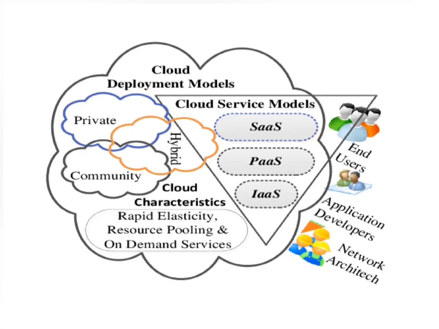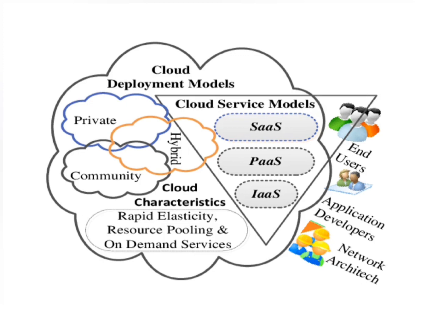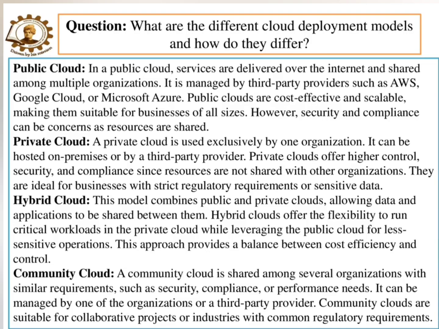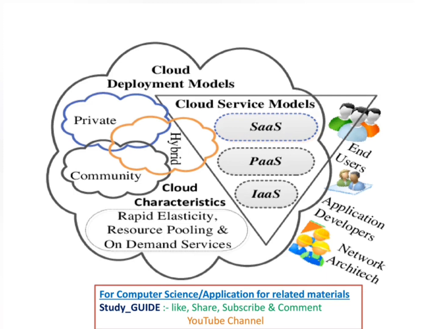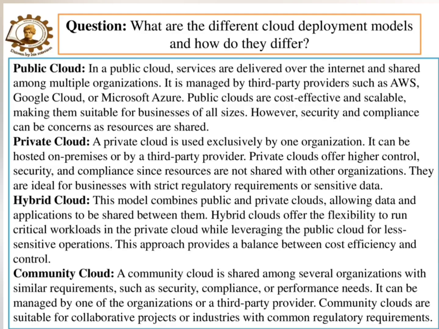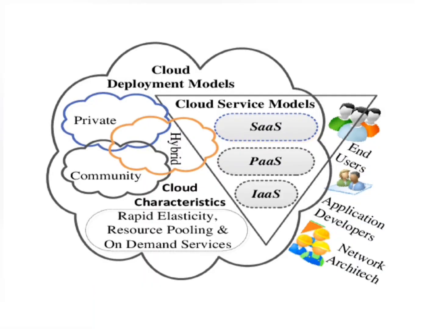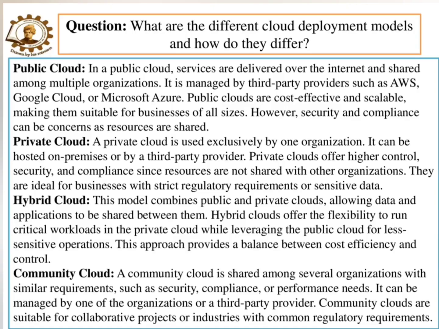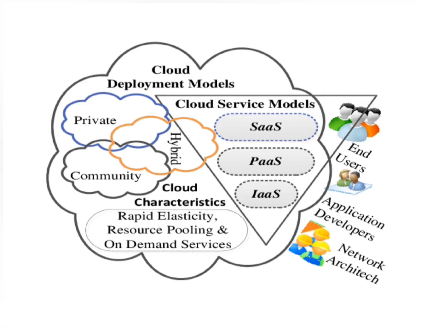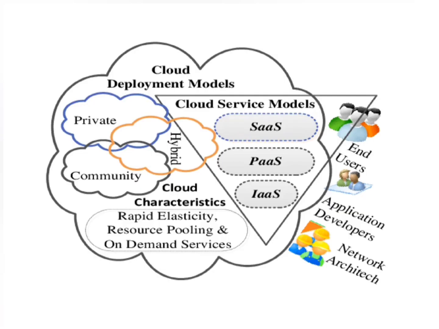If we differentiate the different types of the cloud, the first one is public cloud. In public cloud, the infrastructure is owned and operated by a cloud service provider, that is CSP. Examples are Amazon Web Services, Microsoft Azure, or Google Cloud Platform. These providers offer on-demand scalable resources like servers, storage, and networking that multiple users can access over the internet.